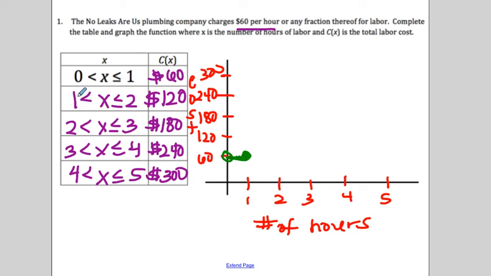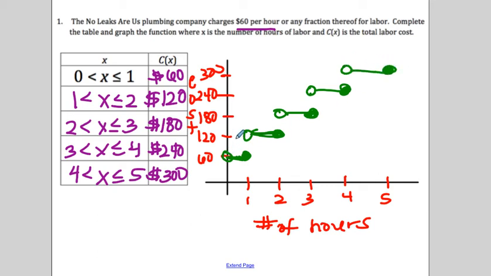So it's going to be an open circle at 1, 120. So open circle. And then at 2, 120, closed circle. If they're there for an hour and a half, once again, they're still charging you 120 and everywhere in between here. So there's my next step. Now I have 2, 180, open circle. At 3 we have closed, and there's my step. 240, creating my next step, and then my last one.